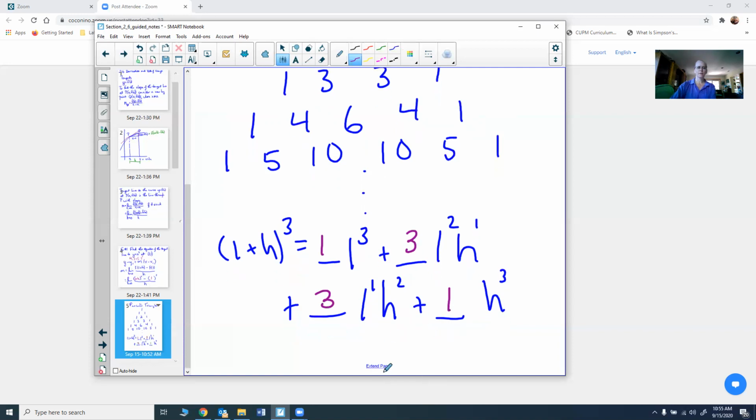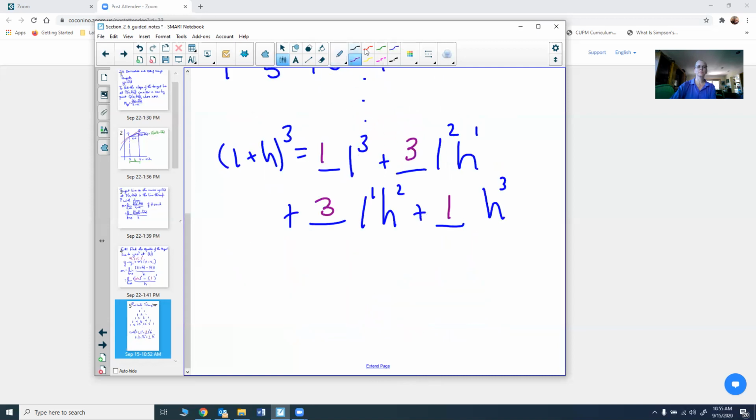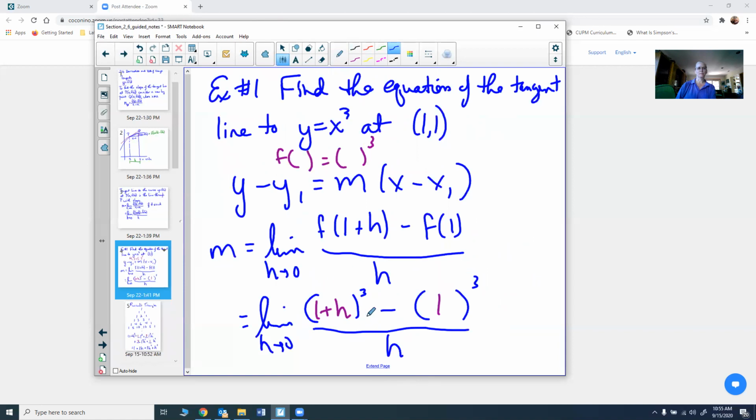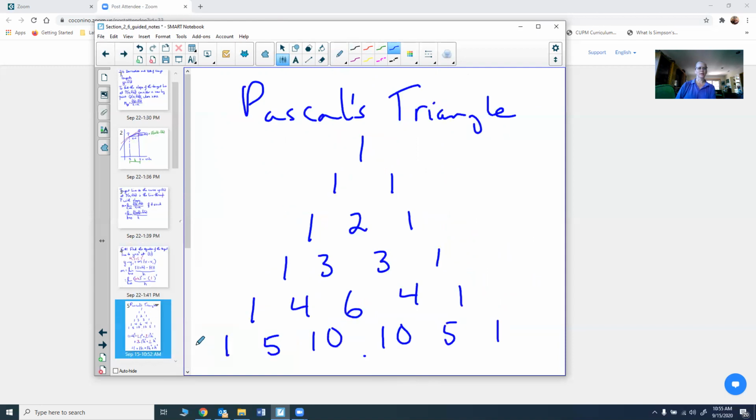And then you can see that this will multiply out as 1 times 1 cubed is 1. 3 times 1 squared is 3 times h. 3 times 1 is 3 times h squared. And then 1 times h cubed is h cubed. So that's how 1 plus h cubed multiplies out. The reason I did that is we had a 1 plus h cubed here, so we now know how this multiplies out. You don't have to FOIL it out and write all the things out. You can just use Pascal's triangle every single time.